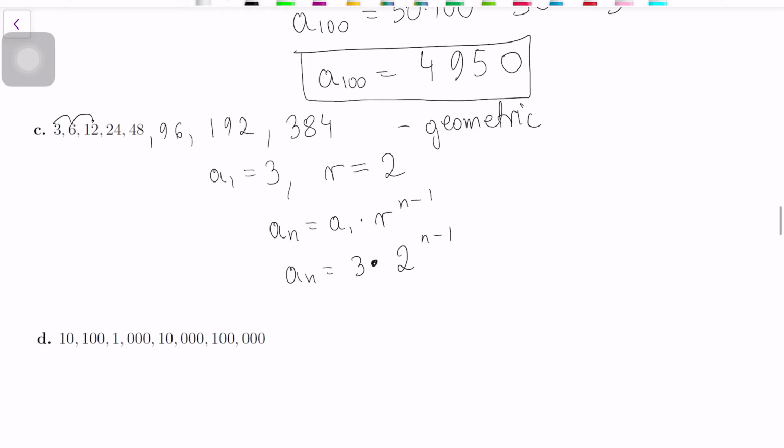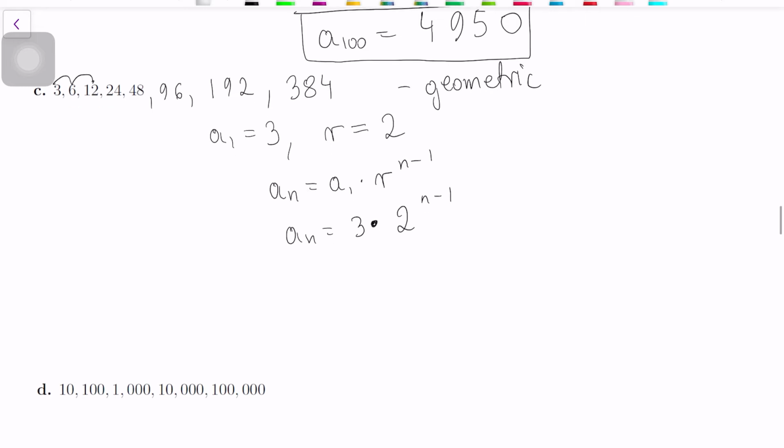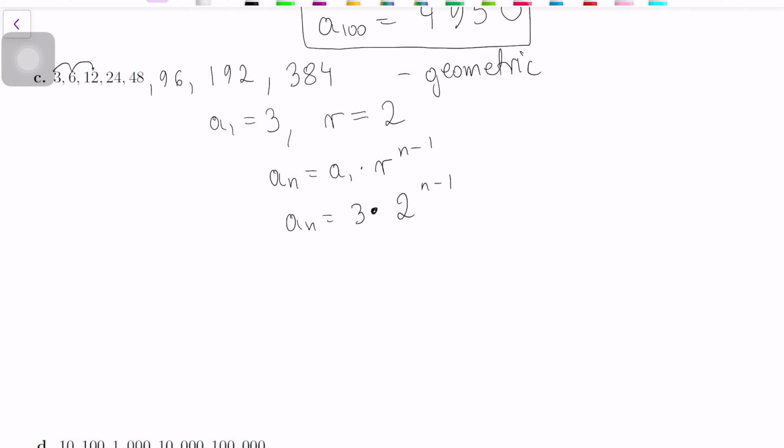You cannot really simplify. Don't make the mistake of multiplying 3 times 2, because you first raise to the power and then you can multiply. So you would have to first raise to the power n minus 1 to be able to multiply by 3, and not first 3 times 2. So you cannot do anything with it. That's the nth term formula.